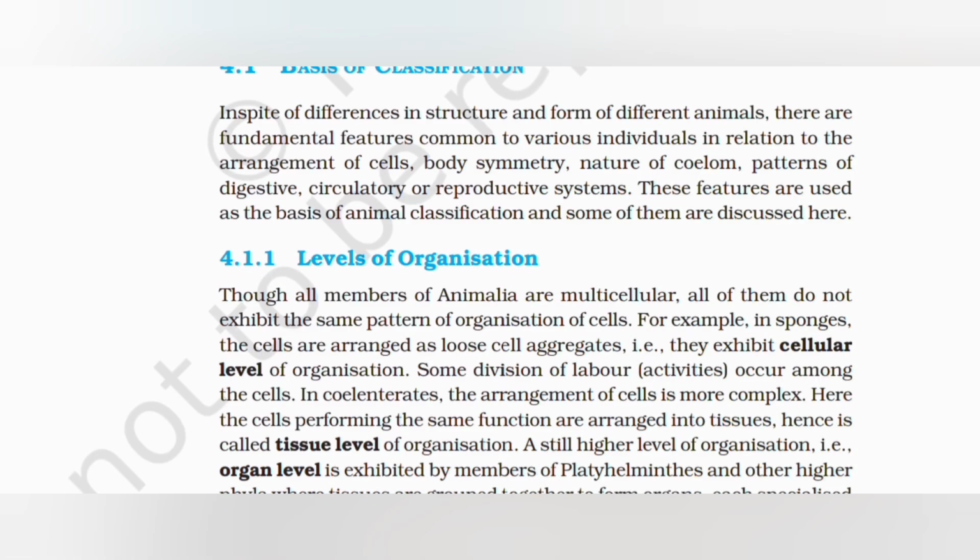In spite of differences in structure and form of different animals, there are fundamental features common to various individuals in relation to the arrangement of cells, body symmetry, nature of coelom, pattern of digestive, circulatory or reproductive system. These features are used as the basis of animal classification and some of them are discussed here.